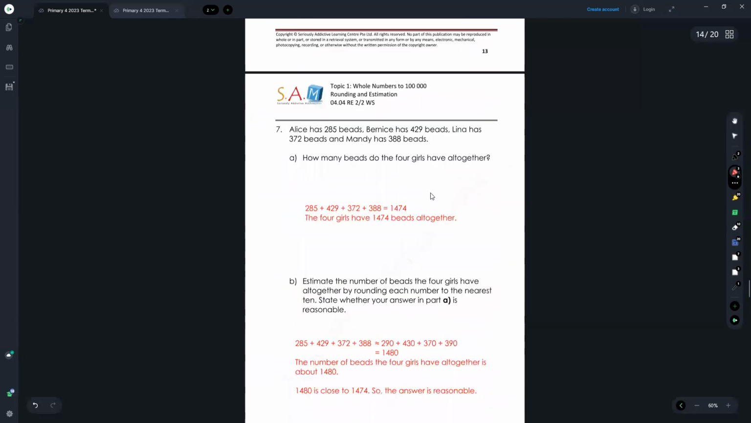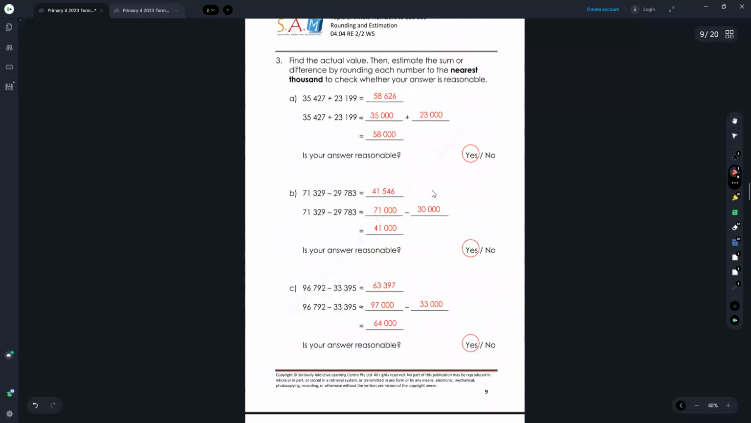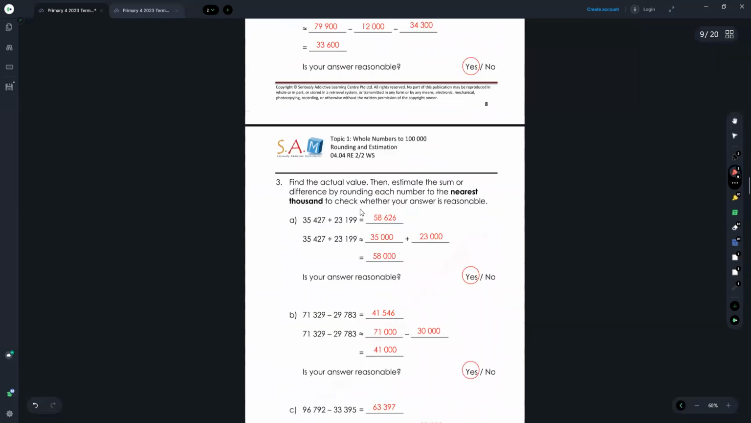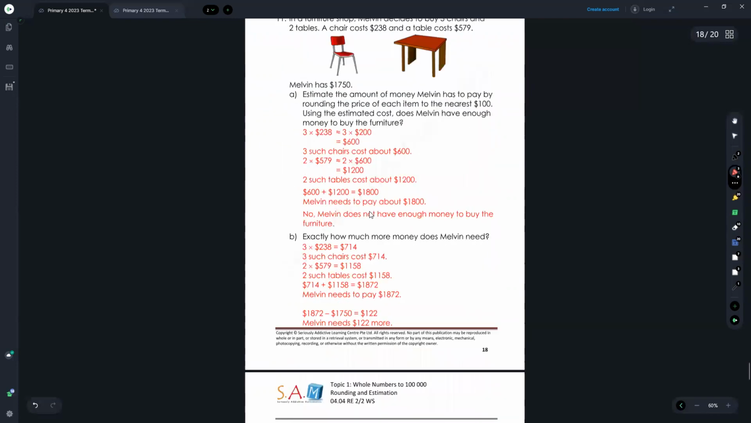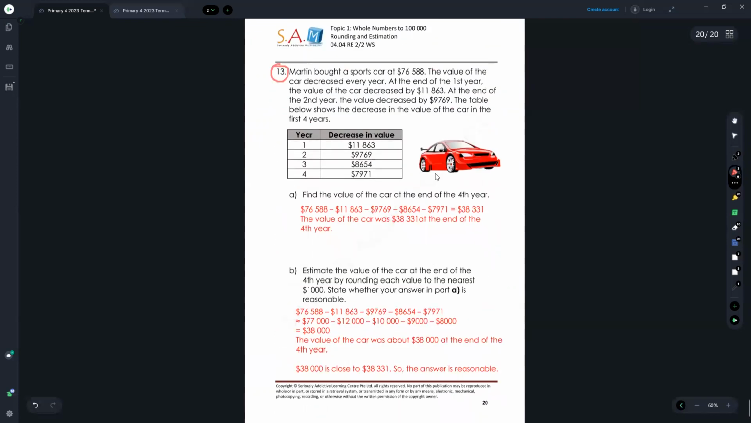So I'll suggest, because it's a lot of repetitive work for this kind of question, you can assign homework from 9 all the way to the end, 9 to 20, okay? So it's up to you. But okay, those are the key questions.